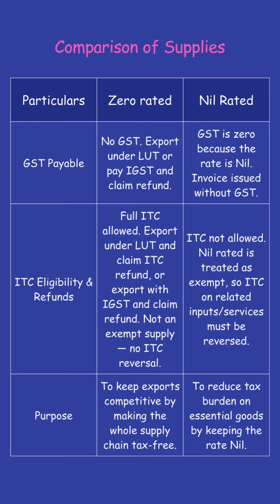Now let's discuss the purpose. Zero rated supply: to keep exports globally competitive by making the entire supply chain tax free. Nil rated supply: to reduce the tax burden on essential items by setting the rate at nil.